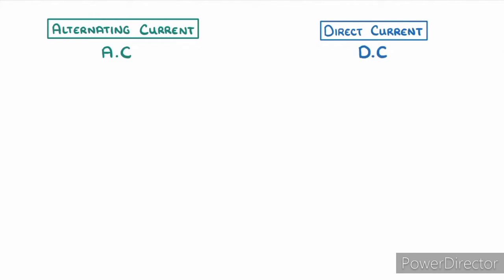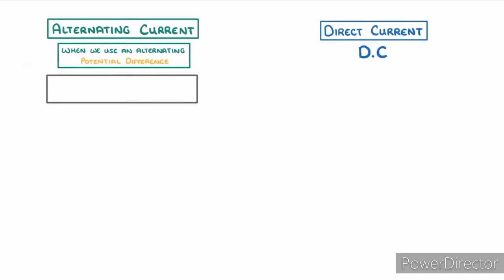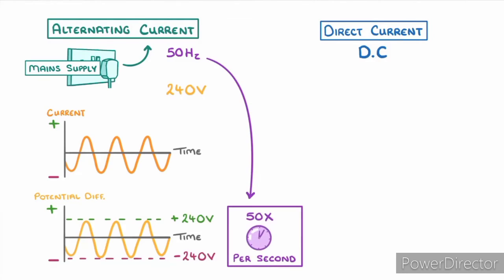Alternating current, which we often write as AC, and direct current, or DC. In an alternating current, the direction of the current is constantly swapping back and forth. So the charge flows in one direction, then the other direction, and back again. We get these alternating currents whenever we use an alternating potential difference, or alternating voltage, one that fluctuates between positive and negative and back again 50 times every second. And so the current would also fluctuate at that same rate.